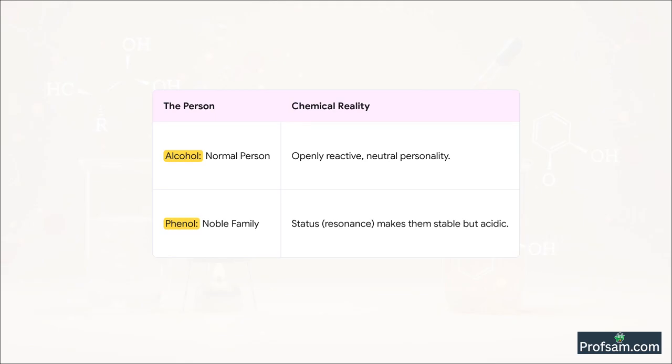This family connection gives it a special status, a high status. And that status is our analogy for resonance. This status makes the whole structure very stable. It's more willing to let go of something minor, like its proton, because it knows the family, the ring, is powerful enough to handle the situation afterwards. That's why it's acidic. It's willing to donate.